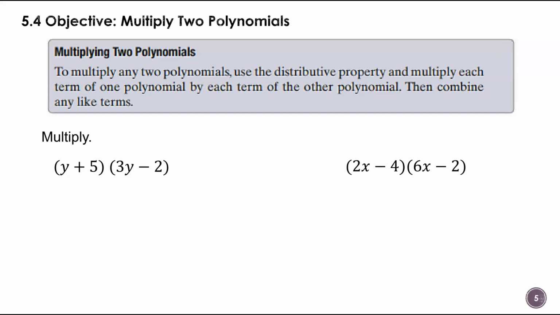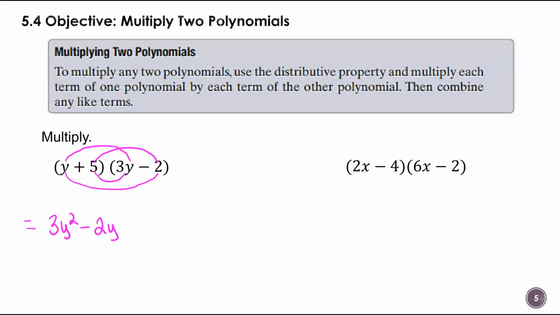Okay, so I'm going to take the y times 3y, and the y times negative 2, right? So I'm going to have 3y squared minus 2y. Basically, you just want to have an order here so that you don't get confused. And then I'm going to take the 5 times the 3y and the 5 times the negative 2.